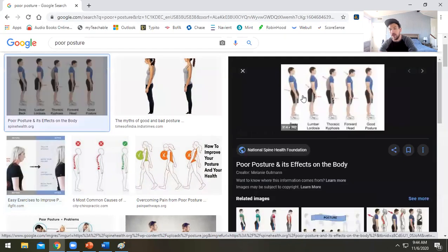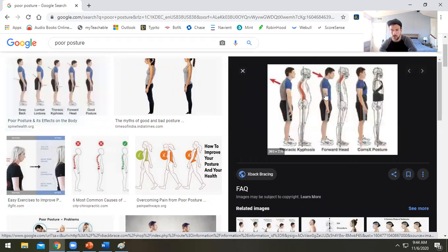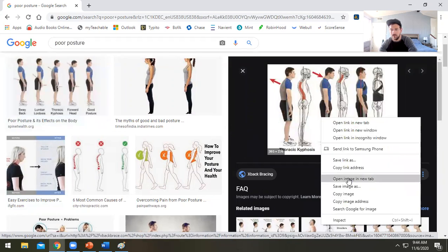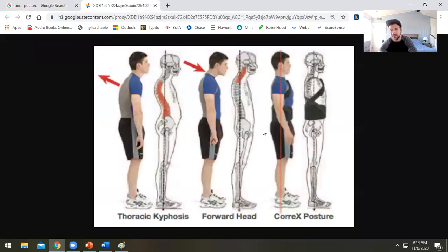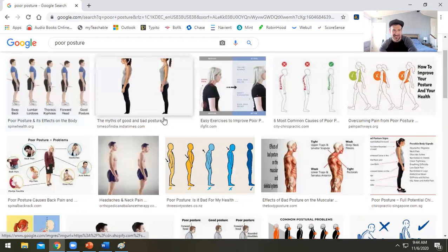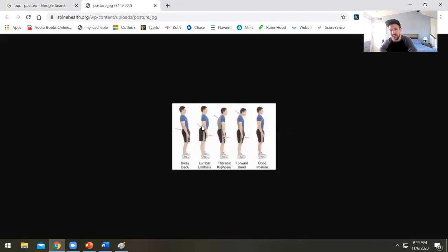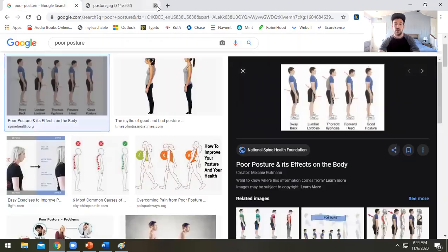Let's take a look right here. This is a very classic picture. Actually, there's one with a skeleton. You can see he's got shoulder rounding here. Or here, we can see he's got this excessive low back arch. His pelvis is being tilted forward.